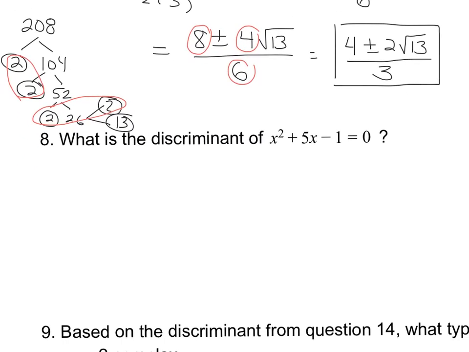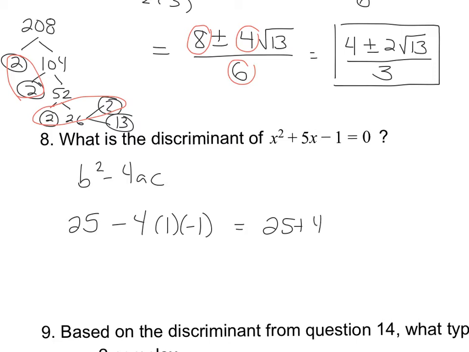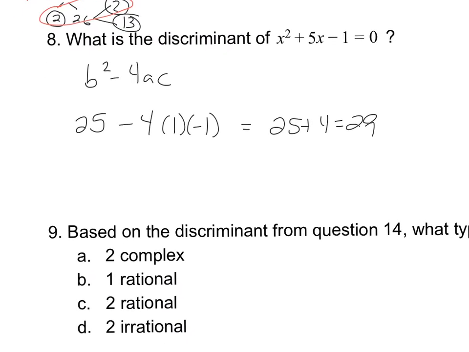Okay, what is the discriminant of x squared plus 5x minus 1 equals 0? Well, the discriminant always is just the b squared minus 4ac part of our quadratic formula. So our discriminant in this case is 25, b squared, minus 4 times a times c. So this is 25 plus 4, which is 29. So what kind of roots does this give?